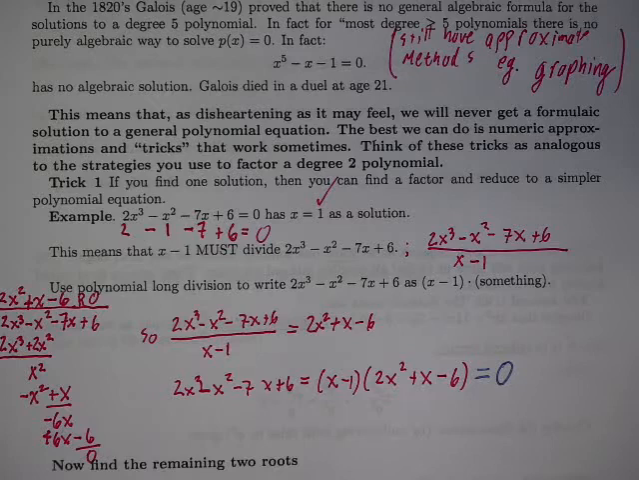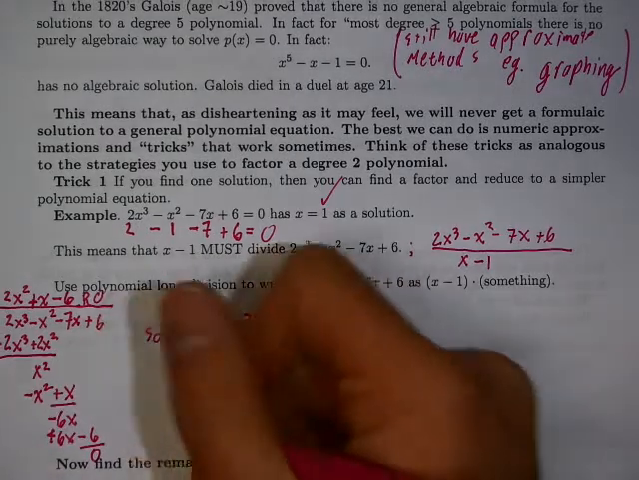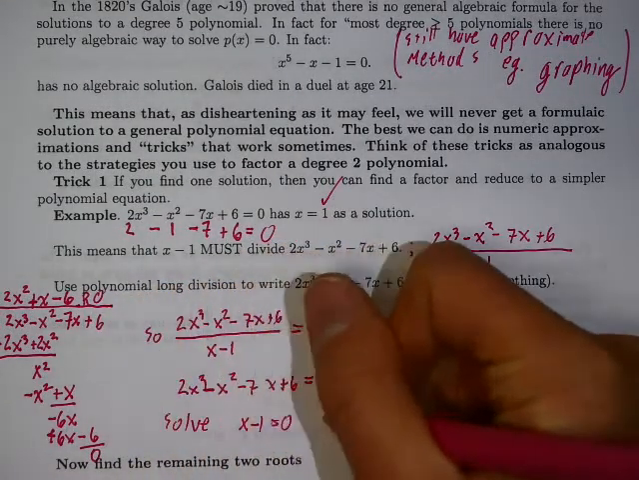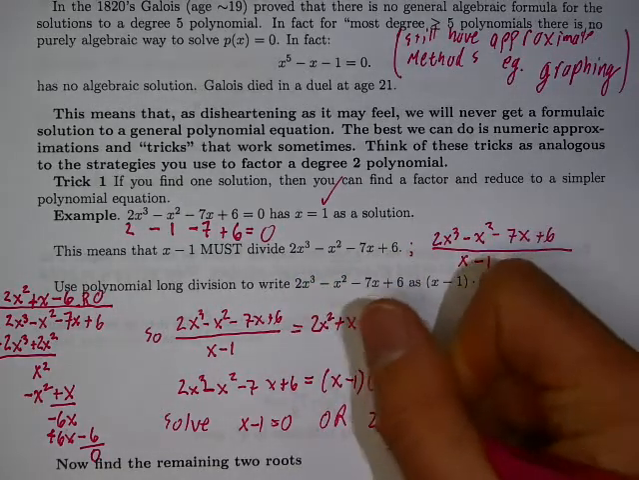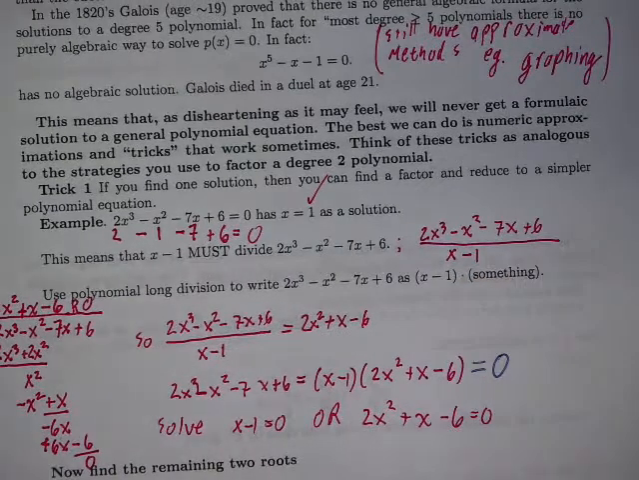So instead of setting this equal to 0, we can set that equal to 0. But this now splits into two separate, easier equations. So we just need to solve x minus 1 equals 0, and we need to solve 2x squared plus x minus 6 equals 0. Do those both look like very easy equations to solve now? What's the solution to x minus 1 equals 0? x equals 1, though the solution we already knew.